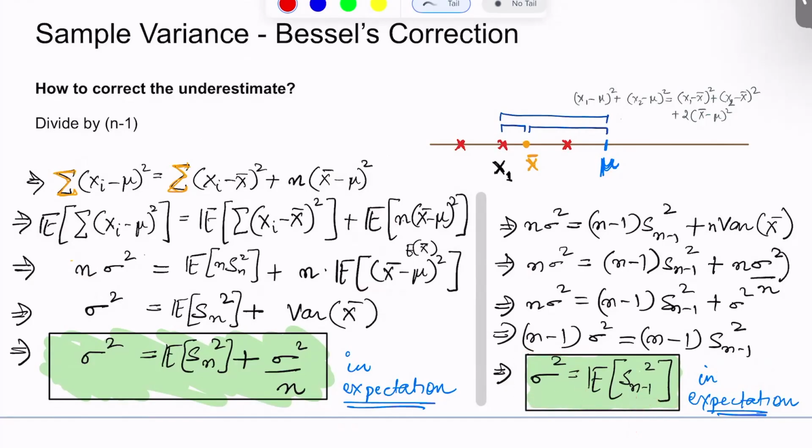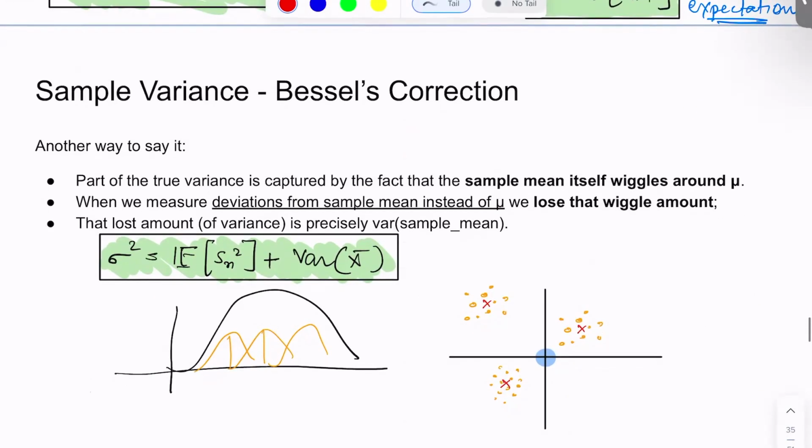So now we got to know that in expectation, if we divide the deviation by n minus 1, it becomes an unbiased estimator of the variance. And if we divide it by n instead, we do have an offset of the variance of x bar. What could be some other ways of inferring this equation?